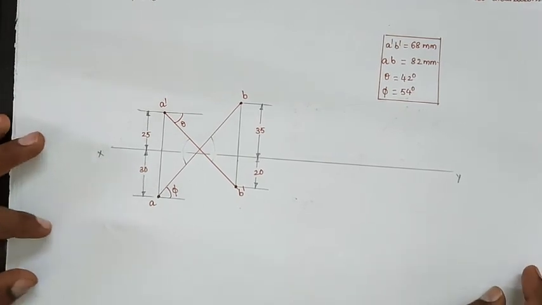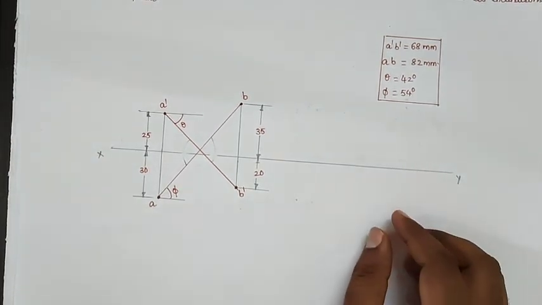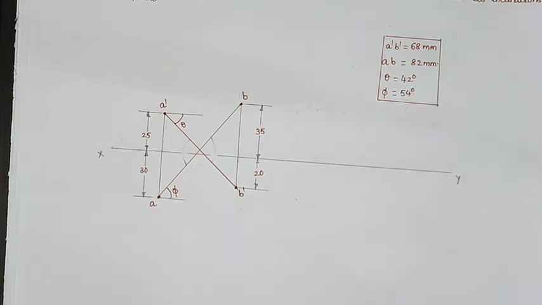So this is about the problems based on projection of points. Whenever a point is given, we will draw the projections like that. In projection of points, we can identify which quadrant the point is in, and we will draw the projections of points.